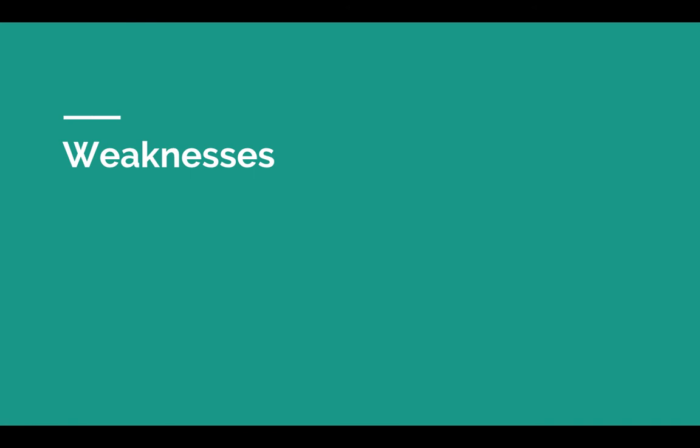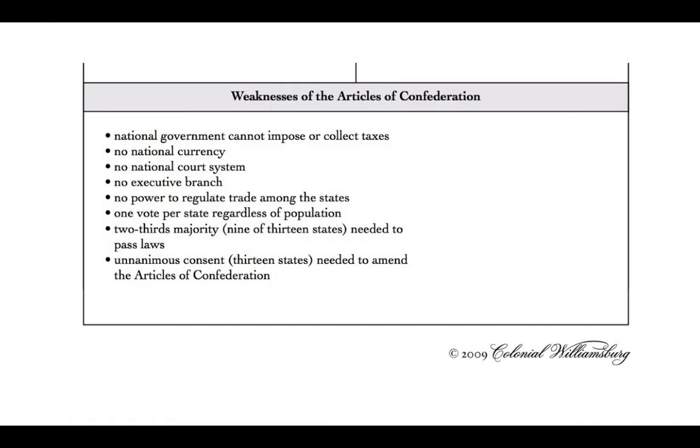All right, welcome back. So lastly, I want to make sure that we have some consensus in regards to the weaknesses of the Articles of Confederation. We need to write these down in our graphic organizer. These weaknesses are the answers to those questions you submitted in the Google form. Weaknesses of the Articles of Confederation were that the national government couldn't impose or collect taxes. There was no national currency, so each state could have their own different dollar bill or coin, their different form of money.